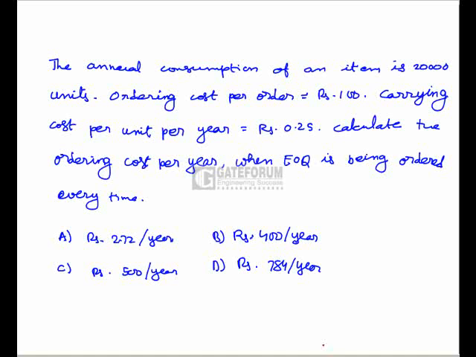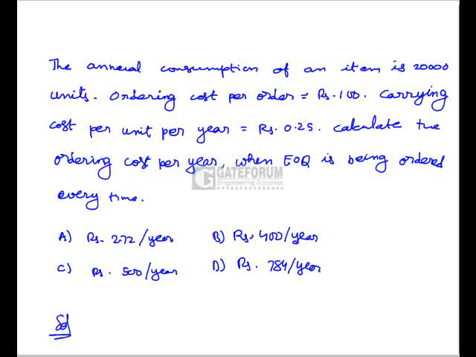The annual consumption of an item is 2,20,000 units. Ordering cost per order is equal to 100 rupees. Carrying cost per unit per year is equal to 0.25 rupees. Calculate the ordering cost per year when EOQ is being ordered every time.